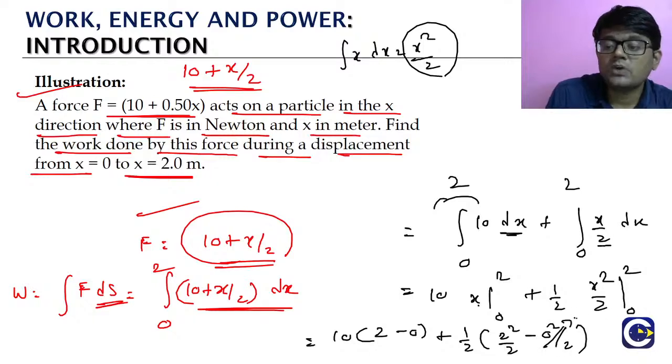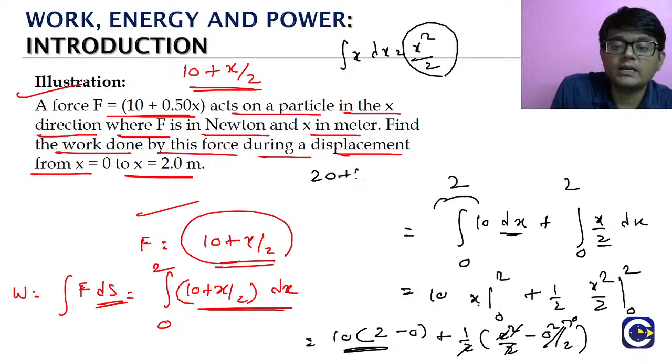Initial limit is what? 0 squared by 2 means 0 only. So look at this, what is it? 10 into 2, which is 20. Here what do we have? 2 squared by 2 means it will be 2 only. Already there is a half, so we'll have 1.